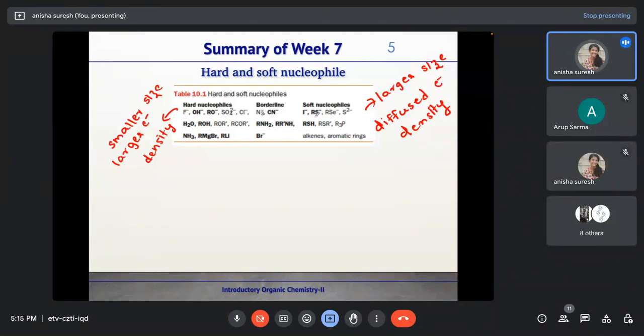So we can see the size of sulfur, iodine, selenium, phosphorus. These all are larger. So that is why they are known as soft nucleophiles. And some of the nucleophiles which have an intermediate nature between hard nucleophiles and soft nucleophiles are N3 minus, CN minus, RNH2, RR dash NH, Br minus, etc. So this is clear. What is hard and soft nucleophiles?